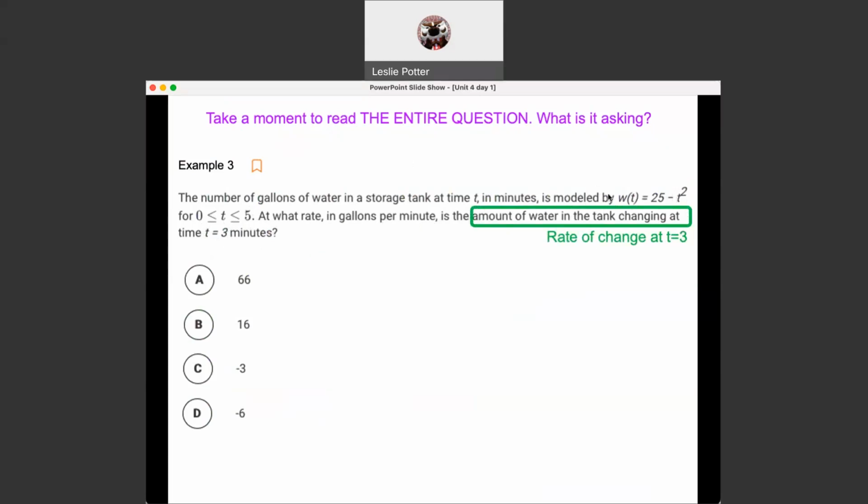And we don't have a rate, we have an amount. Okay, so we need to differentiate that. That's the volume of water. We need the rate. We need W prime of 3. So we need to differentiate the function. So differentiating that gets us minus 2t, right? 0 minus 2t. And when we plug in 3, we get a rate of negative 6.